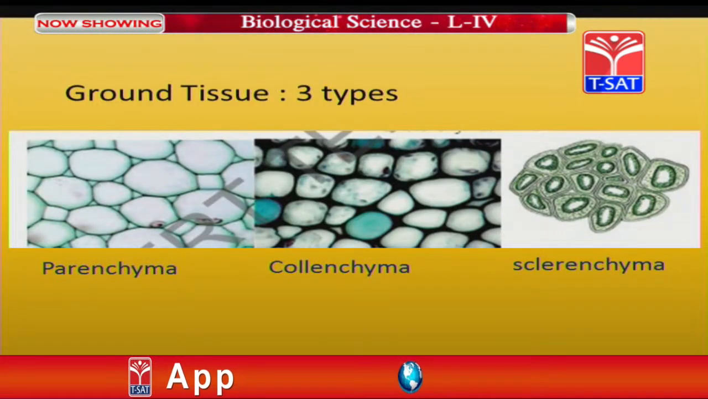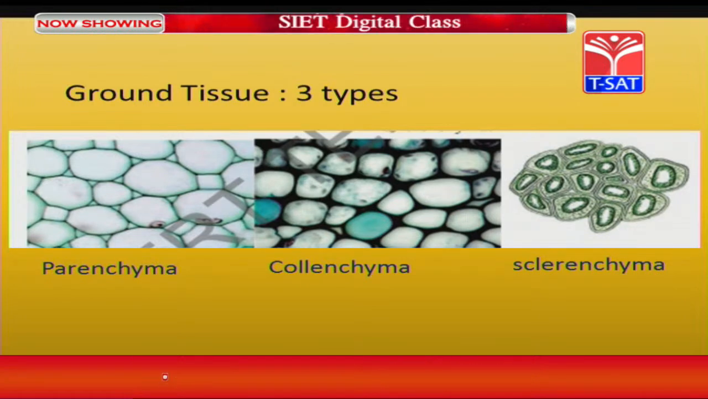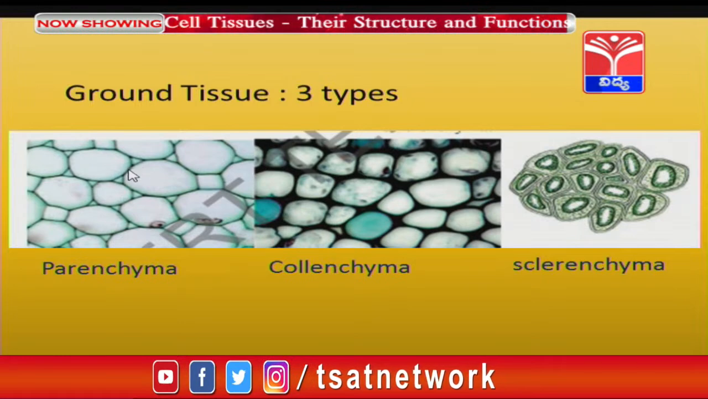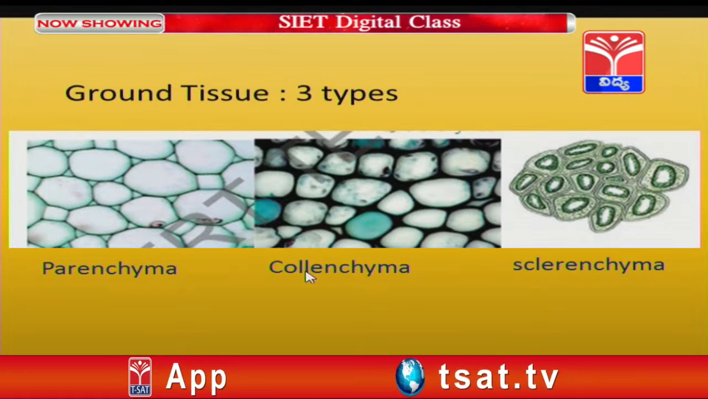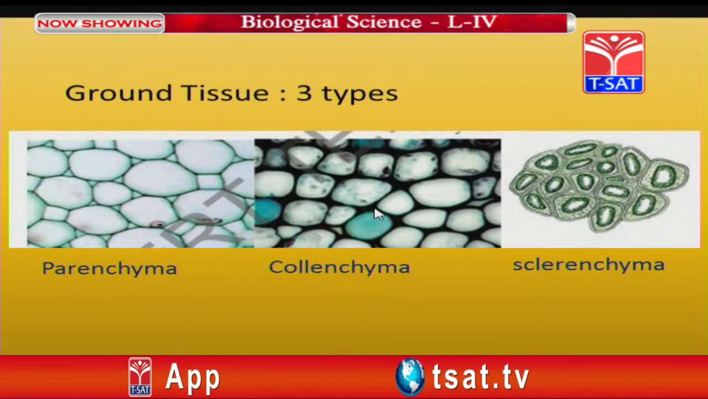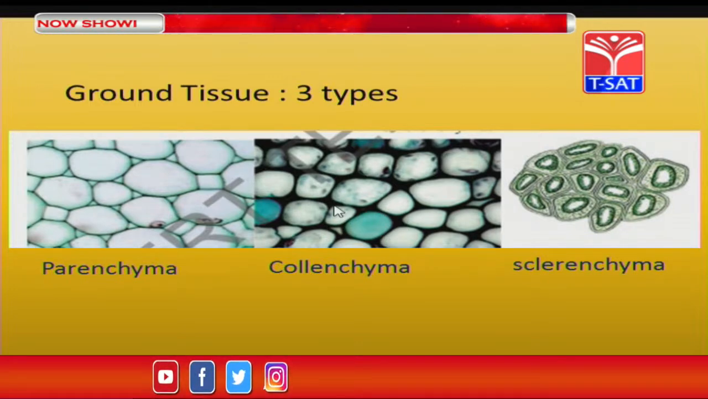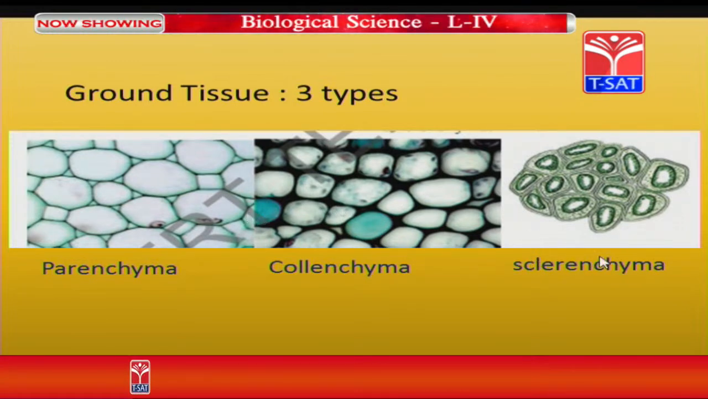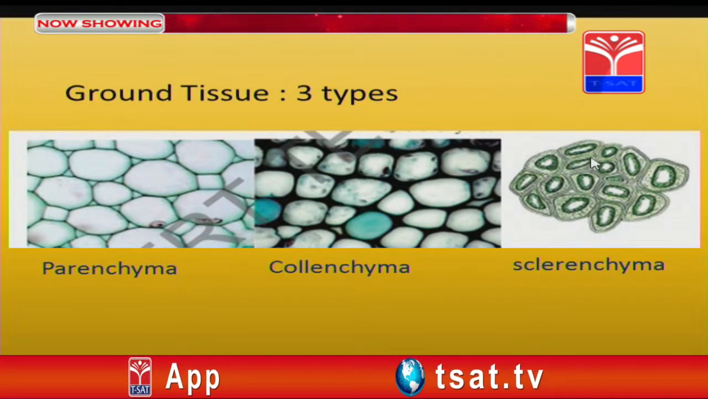Ground tissue is of three types: parenchyma, collenchyma and sclerenchyma. Now, observe, children, parenchyma: the cells are thin walled and loosely arranged. We can see intercellular spaces in it. Collenchyma has thick walls, some intercellular spaces are seen, and the cells are somewhat longer than parenchyma cells. In sclerenchyma, the cells are thick walled and intercellular spaces are absent.